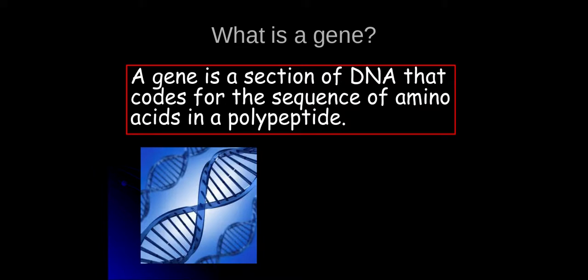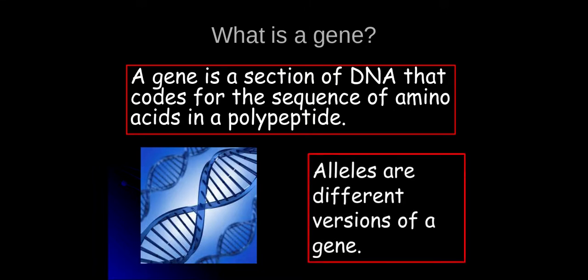So first of all, we need to know what a gene is. A gene is a section of DNA that codes for a polypeptide, or the sequence of amino acids within a polypeptide. They do prefer you to use the word polypeptide here rather than protein, so please get more familiar with using that term. We have an allele. An allele is a different version of the same gene.